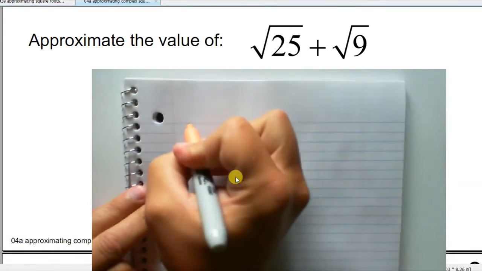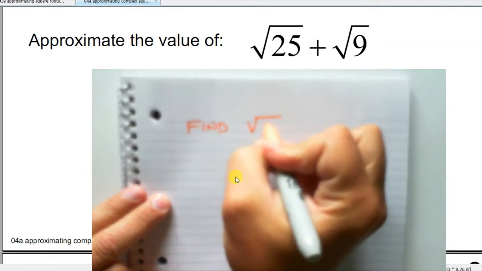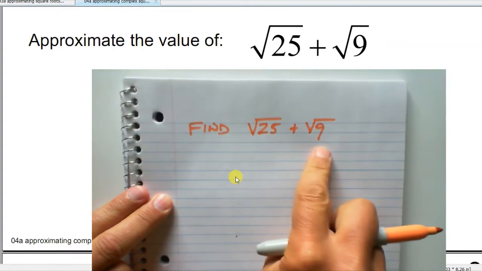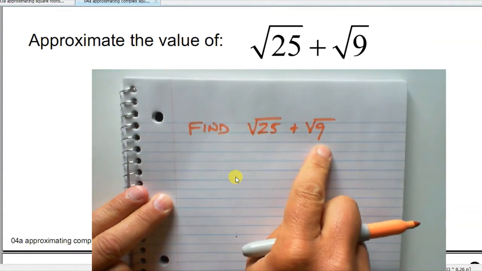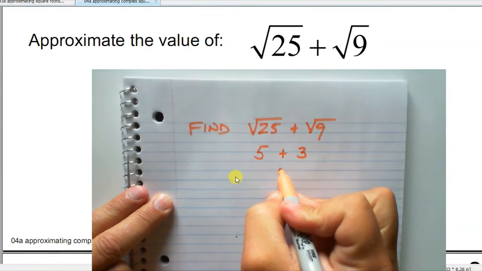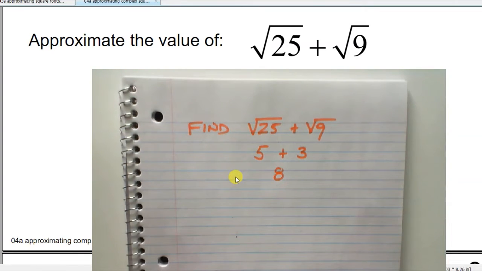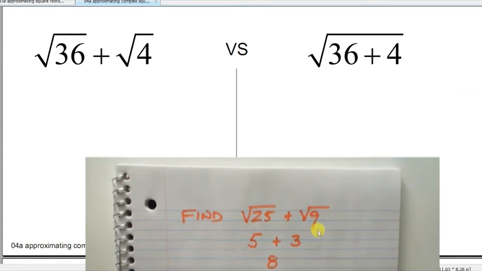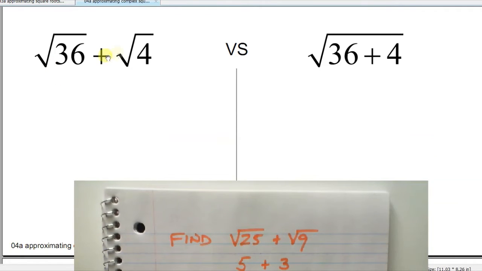So we're going to find the square root of 25 plus the square root of 9. I don't add. I take the square roots first, and then I add. So this is going to be 5 plus 3, which is 8. So sometimes you have to add first. Sometimes you have to do the square roots first. Let's look at another one. Here, what do you want to do? Do you want to take the square roots or do you want to add first?